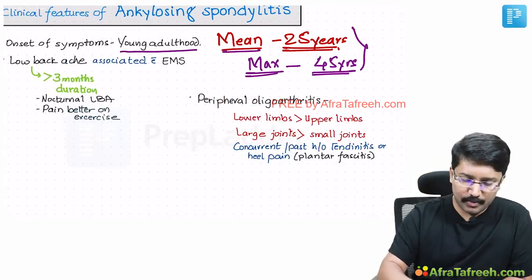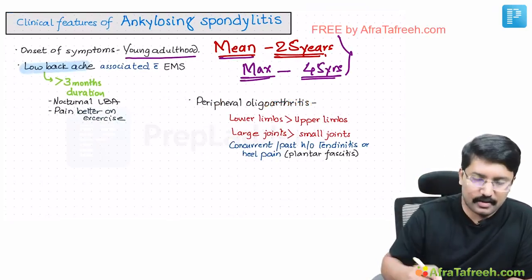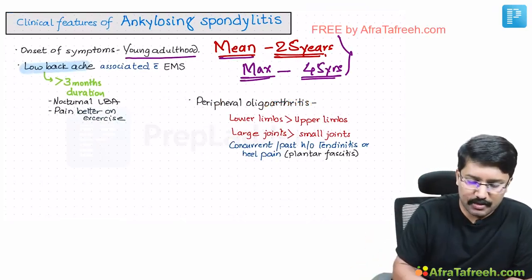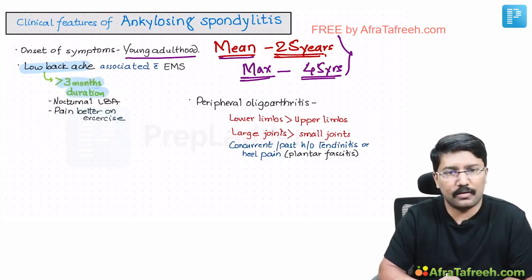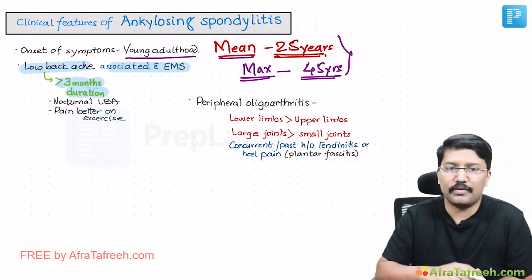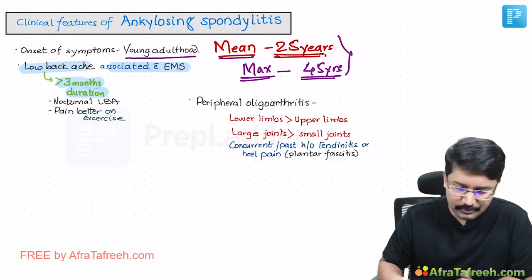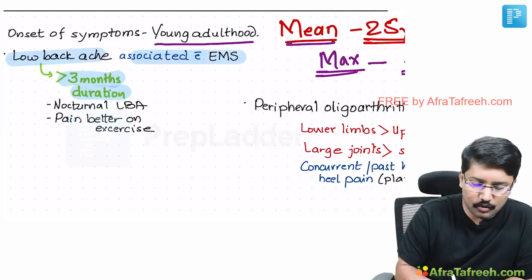Now the presenting complaint, as we know already, is going to be low backache. And it has to be chronic. It should be present for at least 3 months. And because it is an inflammatory arthritis, as expected, the patient is going to have early morning stiffness lasting for more than 30 minutes. Other than that, patients may have nocturnal low back pain.